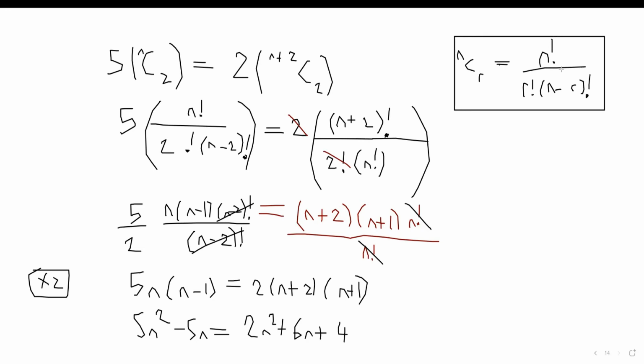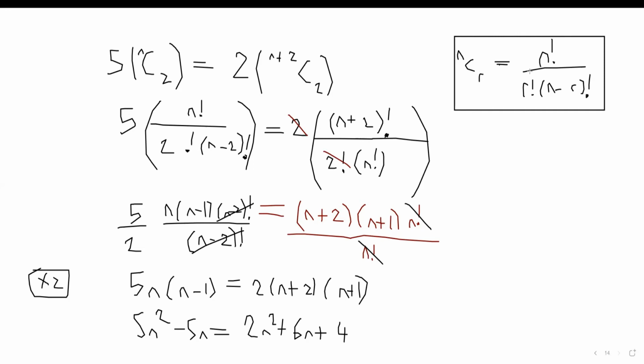So let's go back through now. We have this right here, and we're applying this formula. So remember, n choose 2. To find n choose 2, you replace r in this formula with 2. So replace r with 2 to get 2 factorial here. n minus r becomes n minus 2 factorial. So we have n factorial over 2 factorial times n minus 2 factorial, and it is being multiplied by 5.